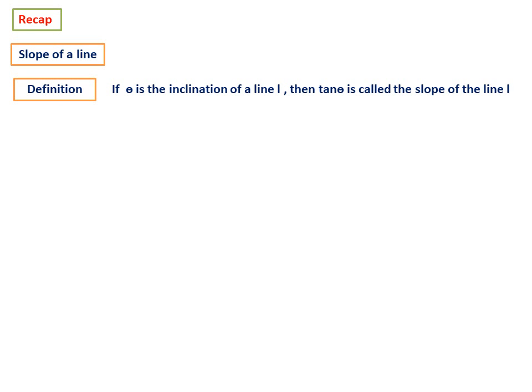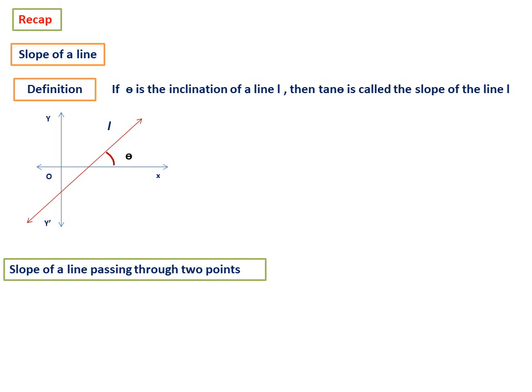First let us recall what we have done so far. One very important concept is the slope of a line. This is what we define: if theta is the inclination of a line L, then tan theta is called the slope of L. For example, in the diagram, L is a line which makes an angle theta with the positive direction of the x-axis. Very important, it is the angle between the positive direction of the x-axis and the line. Then tan theta is called the slope and it is denoted by m. m equal to tan theta. This is one thing we studied.